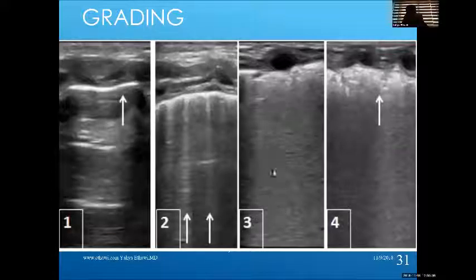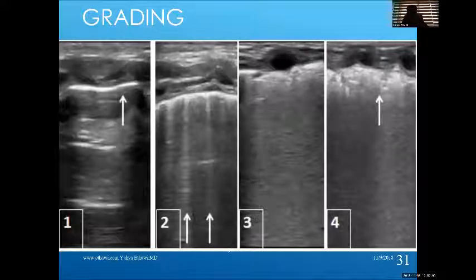Total absence of A lines, coalescence of B lines, and the start of the appearance of hyperechoic subpleural area with air bronchogram. More air bronchogram, becoming in different directions, increasing in thickness and becoming more hyperechoic, and totally absent A lines and coalescence of B lines in grade 4.